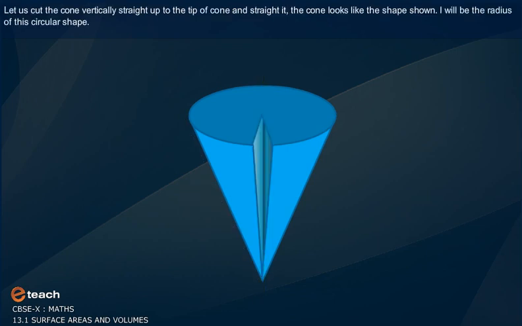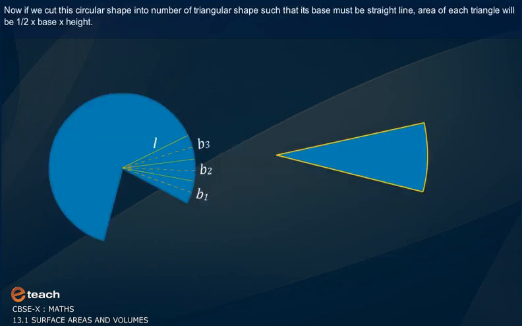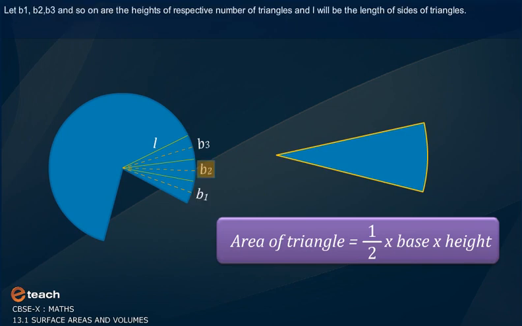Let us cut the cone vertically straight up to the tip of the cone and straighten it. The cone looks like the shape shown. L will be the radius of this circular shape. Now, if we cut this circular shape into a number of triangular shapes such that each base is a straight line, the area of each triangle will be 1 by 2 into base into height. Let B1, B2, B3 and so on be the bases of the respective triangles, and L will be the length of the sides of the triangles.